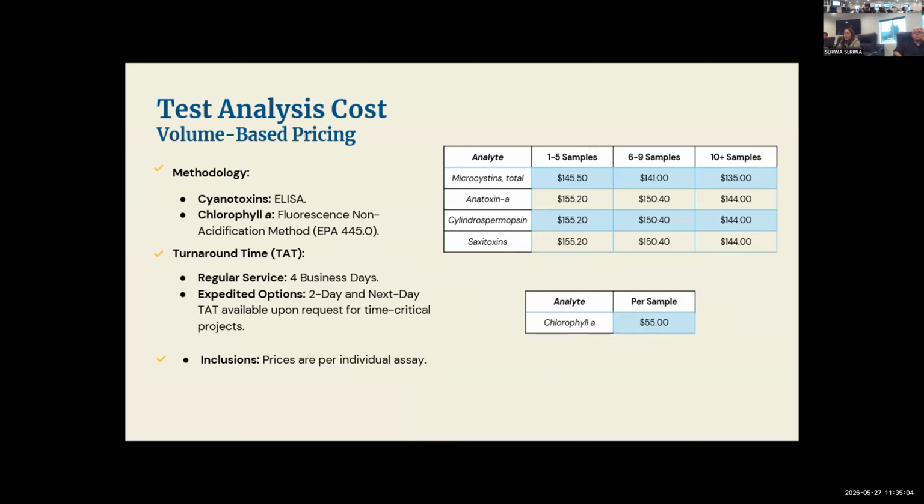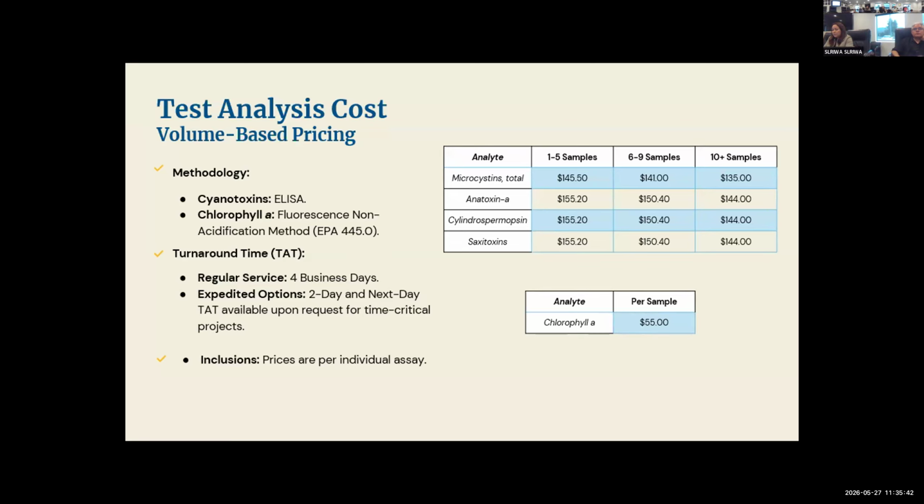This is a little bit about our cost. And as you can see, our pricing is structured under a volume benefit model. Our rates decrease as the number of samples increases. For example, the microcystin test drops from $145.50 for a single sample to $135.50 for batches of 10 or more. And for chlorophyll A, we maintain a flat rate of $55 per sample.